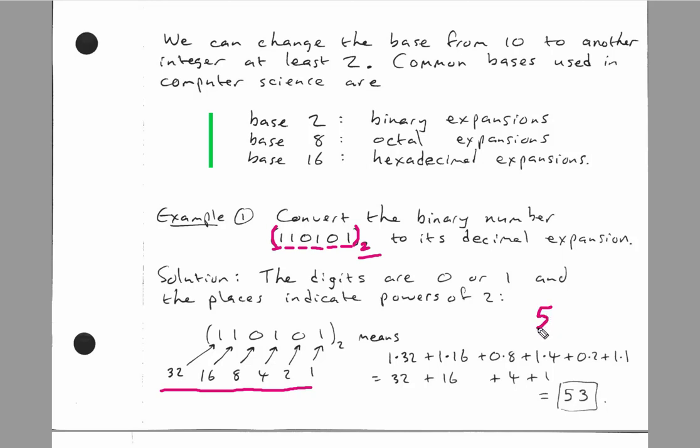You could write 53 like this just to emphasize it's base 10, but we won't bother. These binary numbers are just bit strings that we've been working with, so strings of zeros and ones.